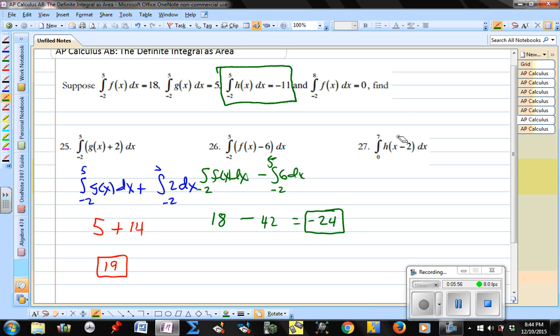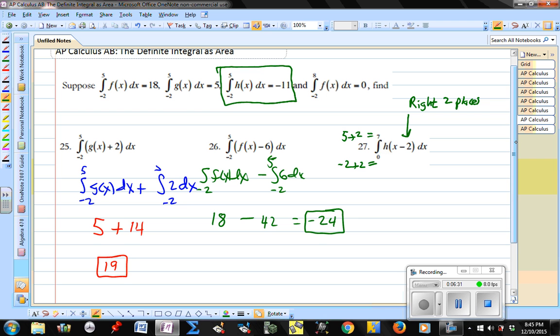What does the x minus 2 in the input of h do to the graph of h of x? Well, the x minus 2 shifts us 2 places to the right. And if you think about it, the limit of integration in the original statement is negative 2, and if you shift 2 to the right, we get 0. The upper limit of integration in the original problem was 5. If we shift 2 to the right, we get 7.